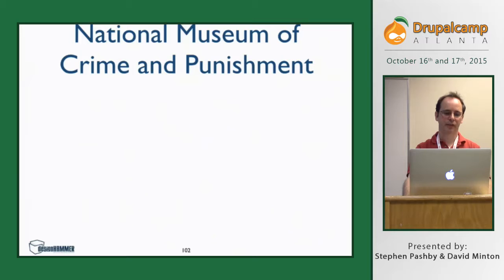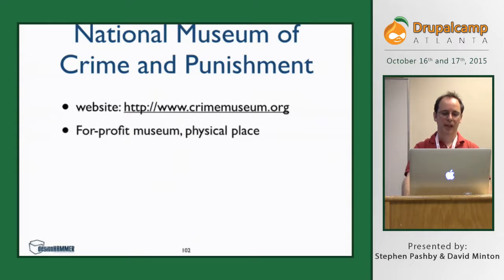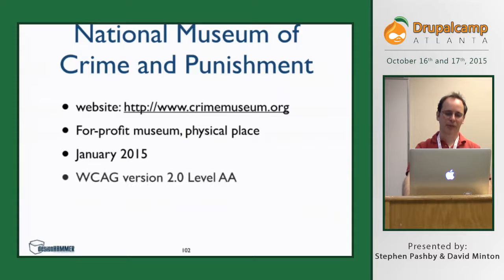Kind of a similar case was the National Museum of Crime and Punishment in Washington, D.C. They have a website, and they're a for-profit museum, but they also have a physical place. So that also makes it a little different. The other one was an online-only business. This was in January of this year. DOJ said your website should comply to WCAG version 2 level AA, the same. And it was another case with no penalties. DOJ said you need to get in compliance or else, and the museum decided not to find out what or else meant.